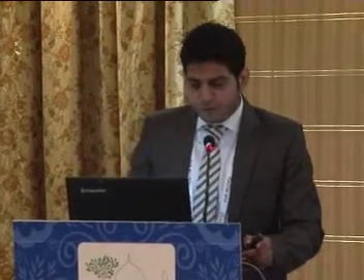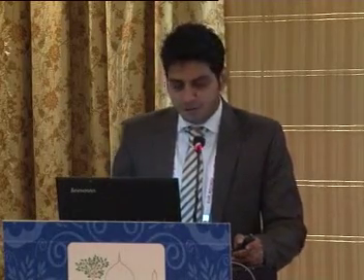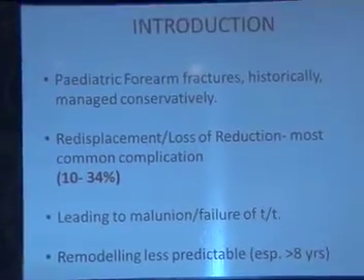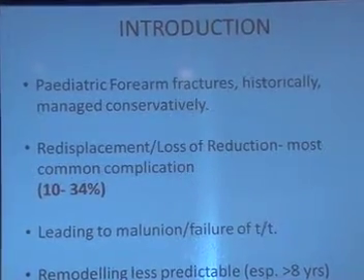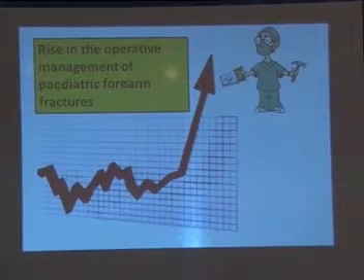As we know, pediatric forearm fractures have historically been managed conservatively, but redisplacement or loss of reduction has been the most common complication, which leads to malunion or failure of treatment. Moreover, remodeling is less predictable after 8 years of age. Hence, there has been an increase in the operative management of pediatric forearm fractures.